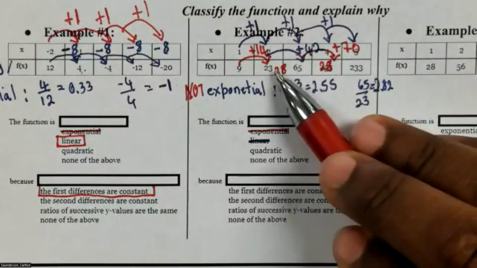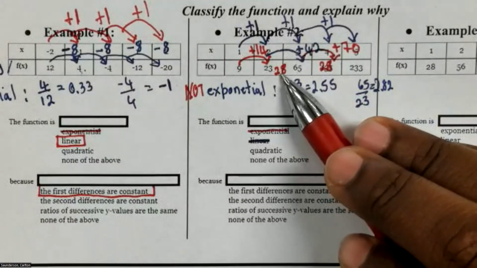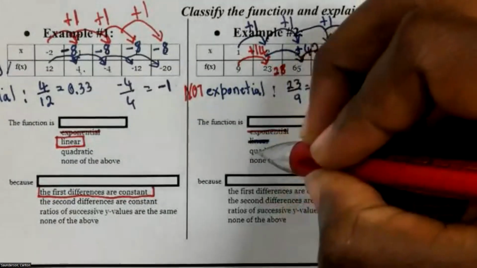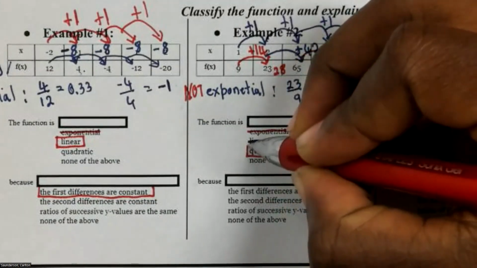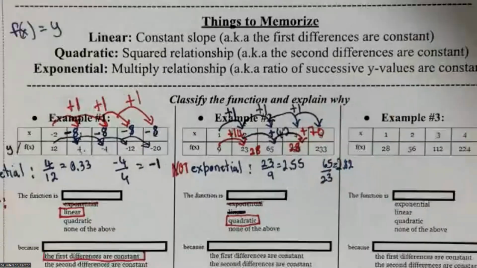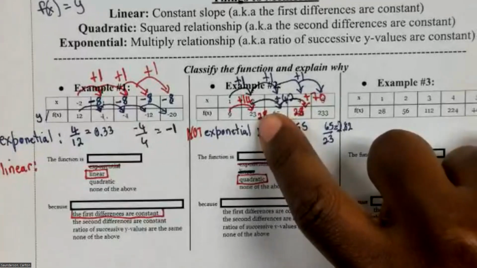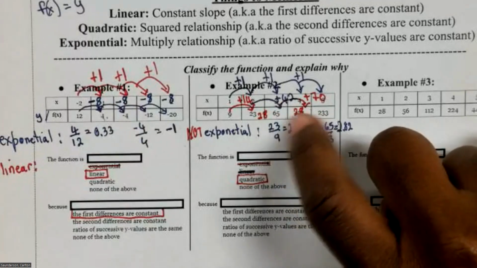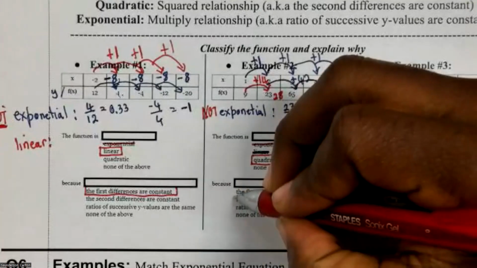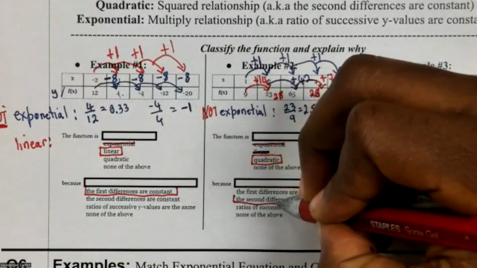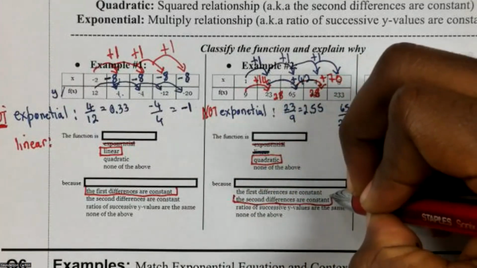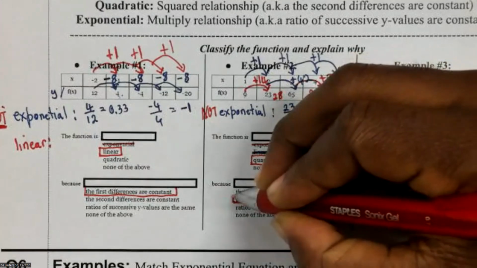Because the second time that we did the difference, they were the same number, we know that it is quadratic. It's quadratic because the second time when I looked at the differences, those second differences were 28, the same number. So it's correct because the second difference is constant.